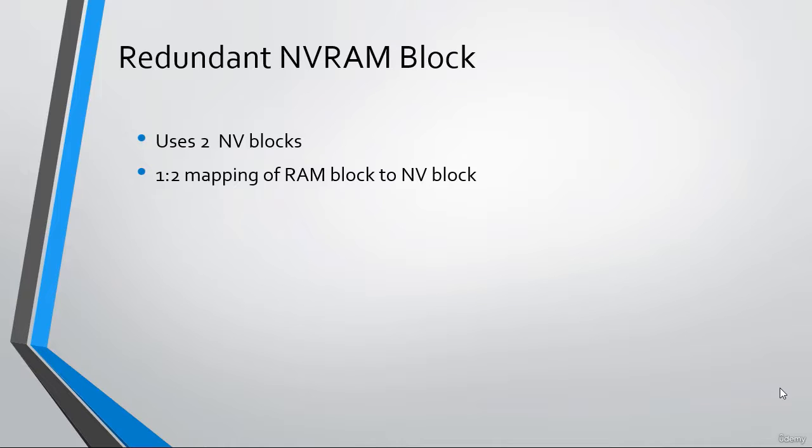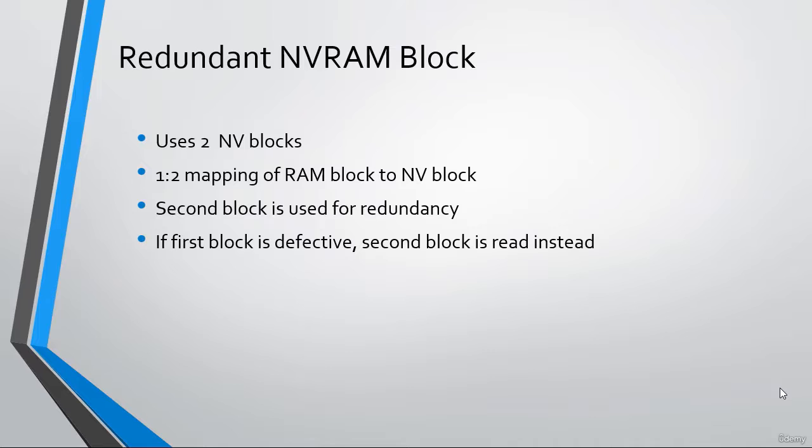So what is the use of this extra NV block? So let's see. The second block is used for redundancy. I mean, this is a backup copy. It's not some new information. The second block data is basically present for redundancy. So we have a backup copy when the first block is corrupt. So we can also see, this is the same thing. If the block is defective, the second block is read instead.